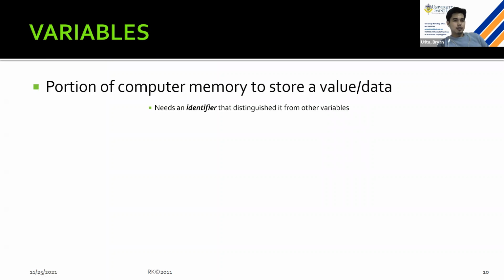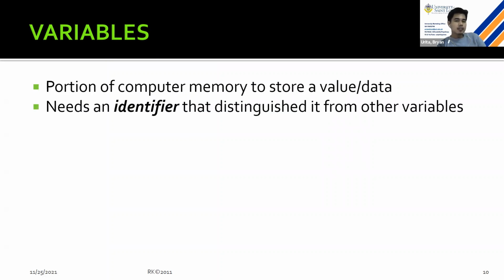These variables are a sort of basket, as I mentioned last time, a basket that will carry some value or data. Of course, when we declare a variable, our computer memory is apportioning space where we will put some value or data. And of course, variables need an identifier that distinguishes them from other variables. We have to name our variables uniquely.